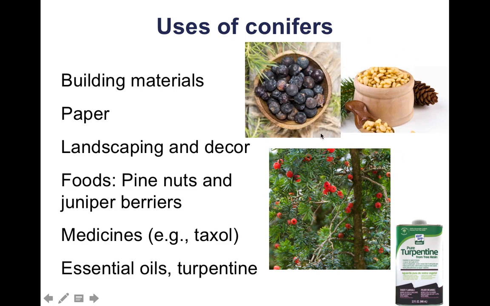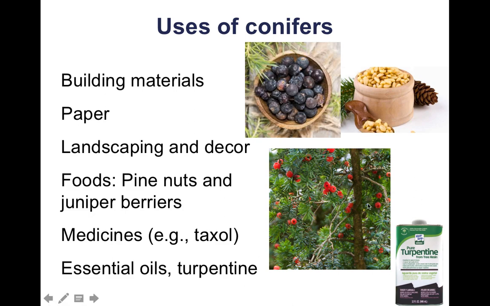And then these are called juniper berries, and these are the seeds. They're not true berries because berries are fruits and conifers don't make fruits. But these are the seeds of the juniper tree. Juniper berries are used as kind of an herb or a spice in certain cuisines, especially Scandinavian cooking. They're also used as an agent to flavor different types of beverages like gin.